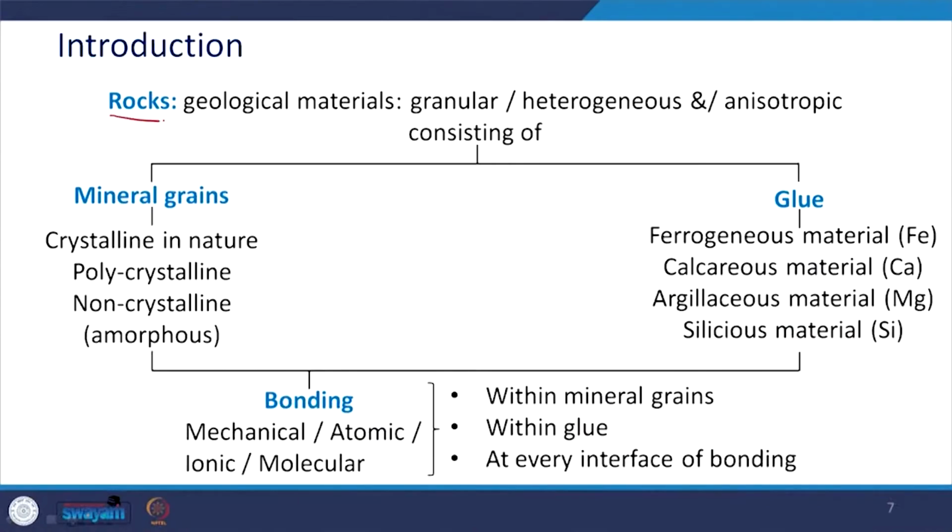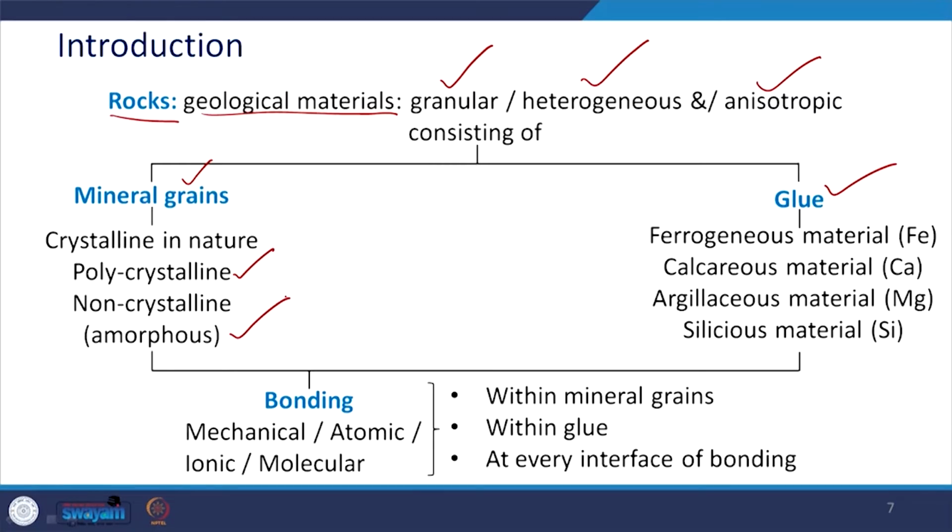Now, coming to this, basically rock is a geological material which is granular, and it can be heterogeneous and anisotropic. It consists of two components. One is the mineral grain and the second is glue. Now, these mineral grains can be crystalline in nature, and when I say crystalline, they can be polycrystalline, or they can be amorphous.